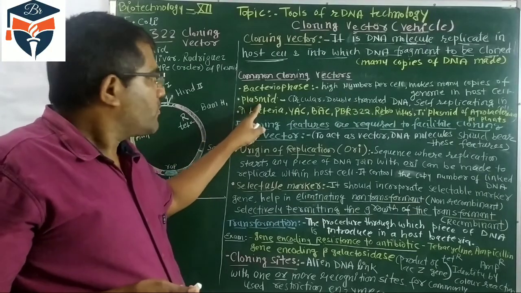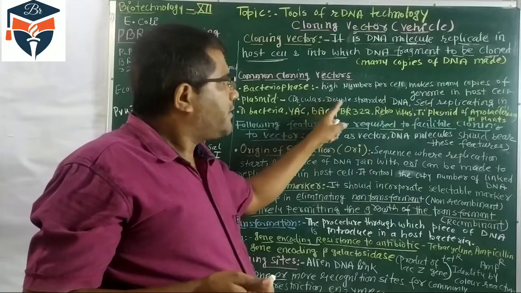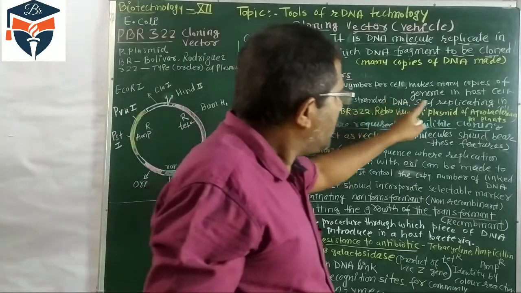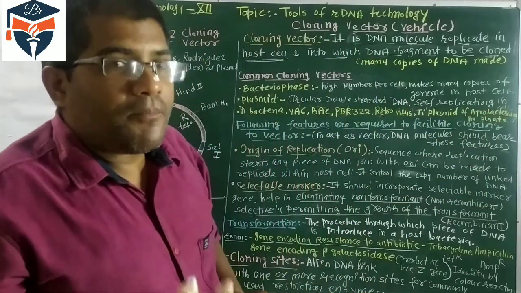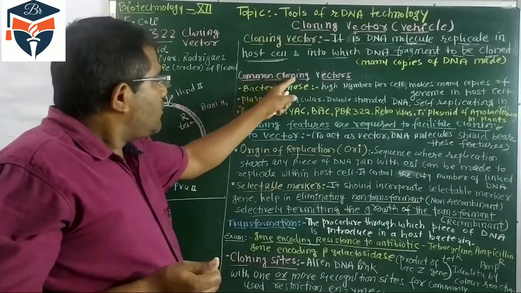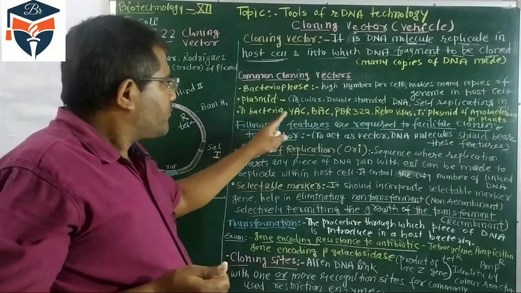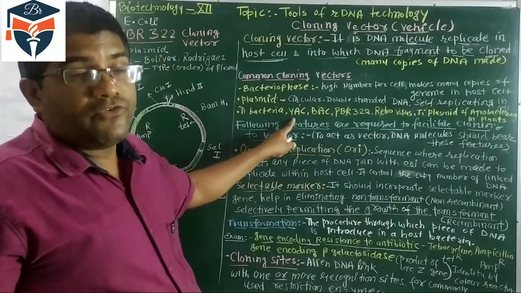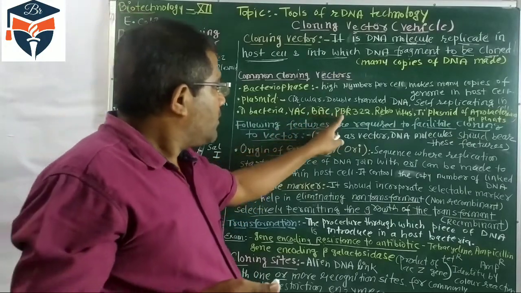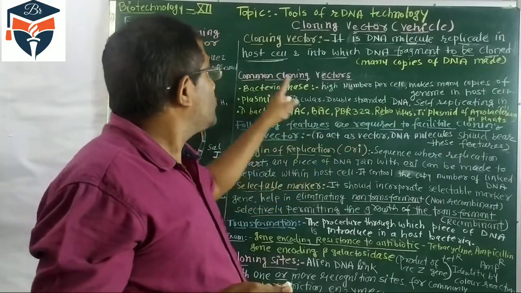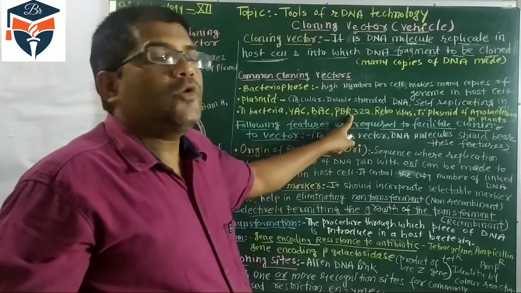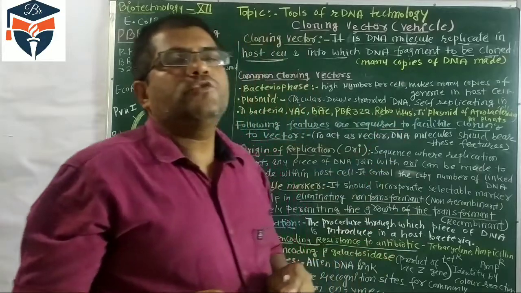Another commonly used cloning vector is the plasmid. A plasmid is a circular, double-stranded DNA. It self-replicates in the host cell, and two to three copies of the plasmid occur per cell. Other cloning vectors are Lambda phage, YAC, yeast artificial chromosome, BAC, bacterial artificial chromosome, and pBR322, which is also a cloning vector generally used in E. coli.